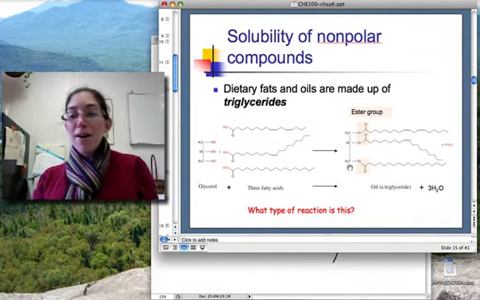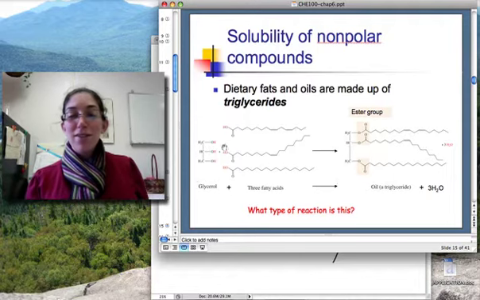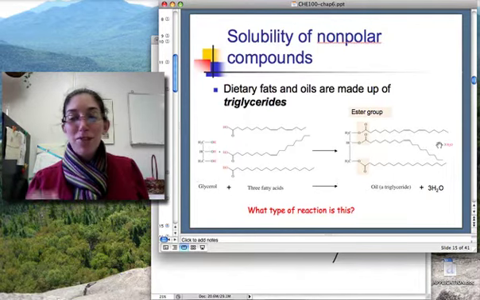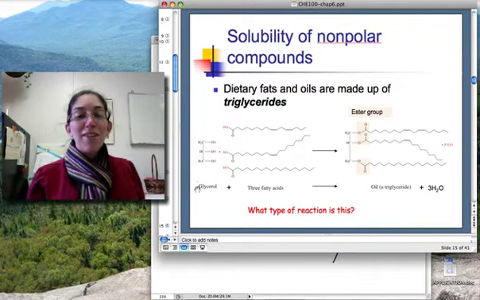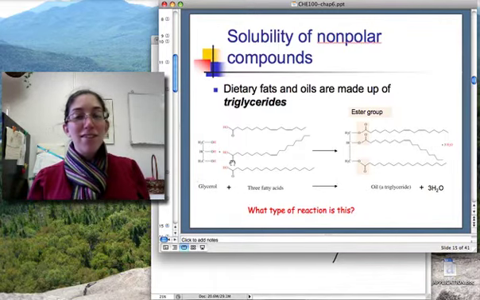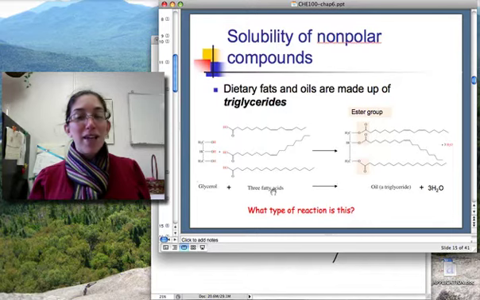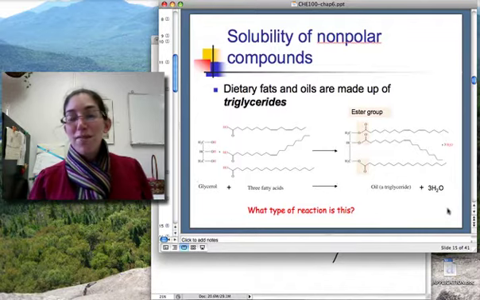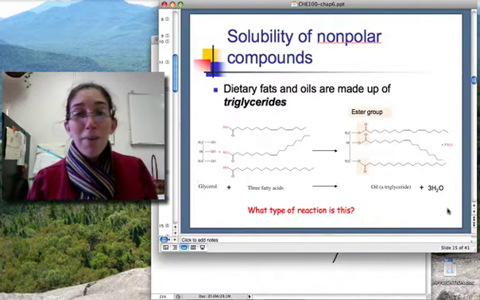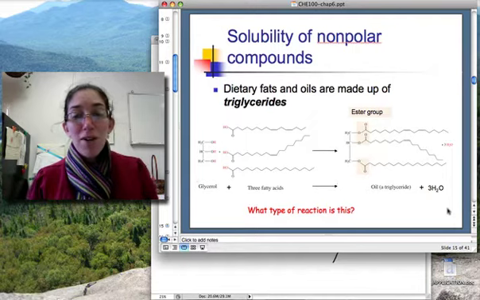Okay? The top picture here is showing you what all the molecules look like. Down here I have it written just in text. A glycerol plus 3 fatty acids gives an oil or a triglyceride, plus 3 water molecules as a product of the reaction. So, pop quiz from chapter 5, what type of reaction is this?